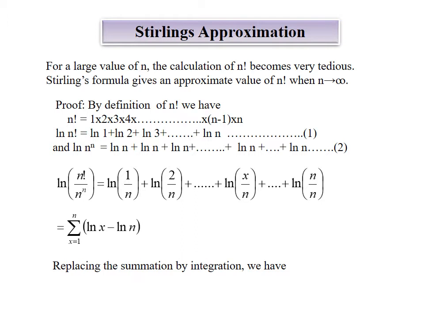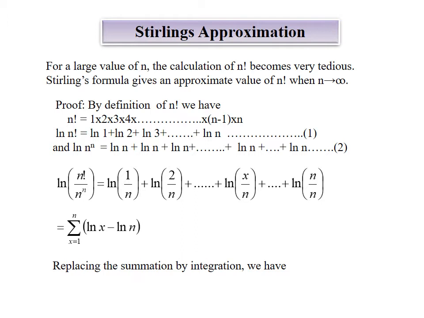The expansion of n factorial is 1 into 2 into 3 into 4 up to n. Again, if we take ln of n factorial, the expression can be written as ln n factorial equal to ln 1 plus ln 2 plus ln 3 and so on. And the expansion of ln n to the power of n is ln n plus ln n plus ln n and so on.